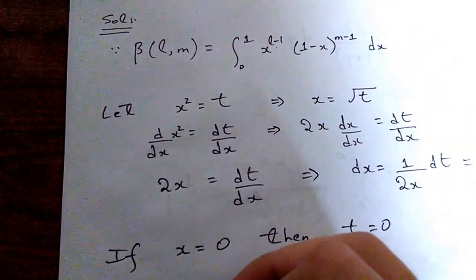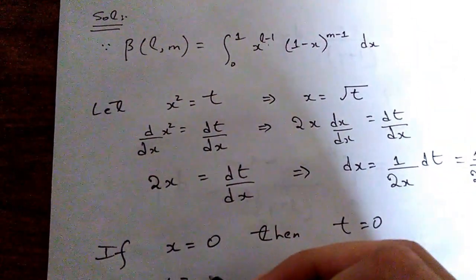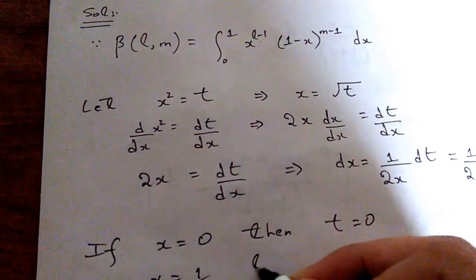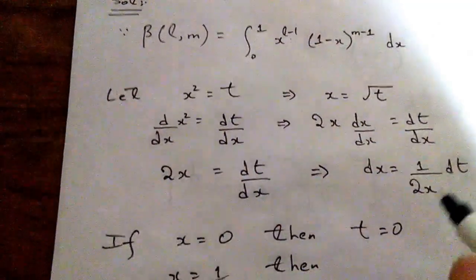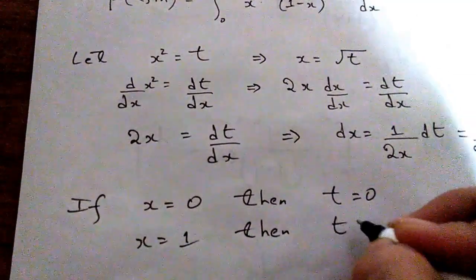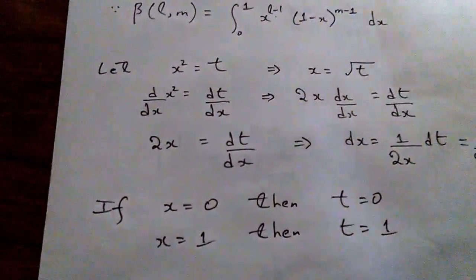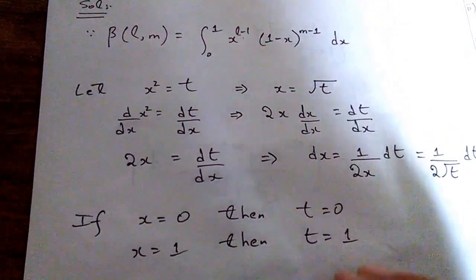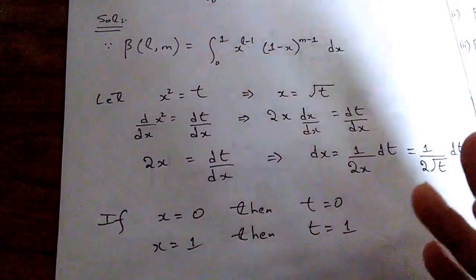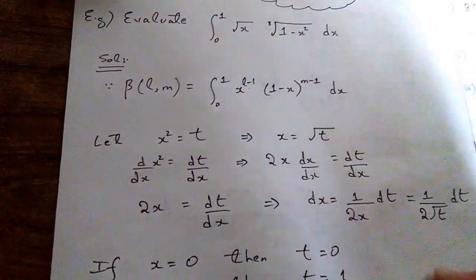Similarly, if the upper limit of your x is 1, then you just substitute 1 over here, so t is also 1. All right, this is it. So the values of the limits are unchanged here just because of the nature of the equation.